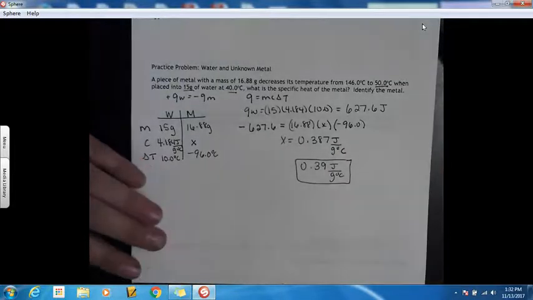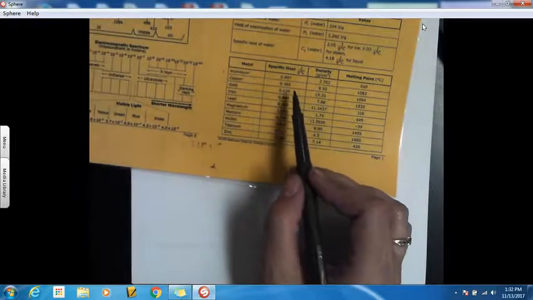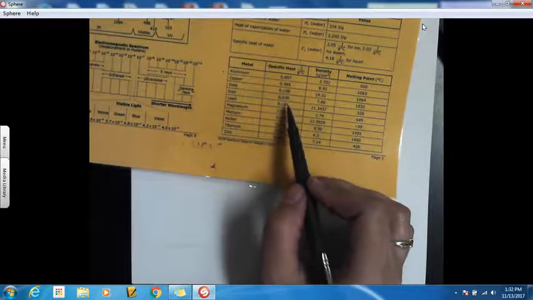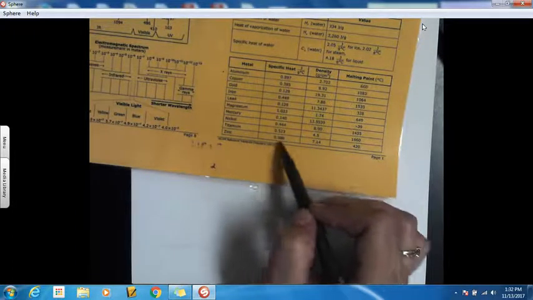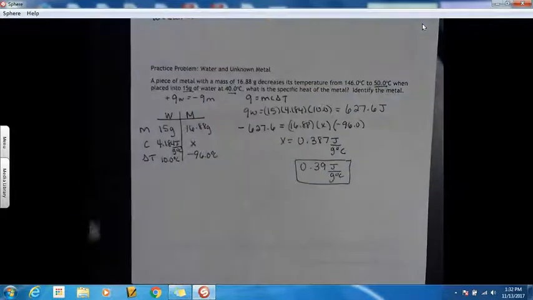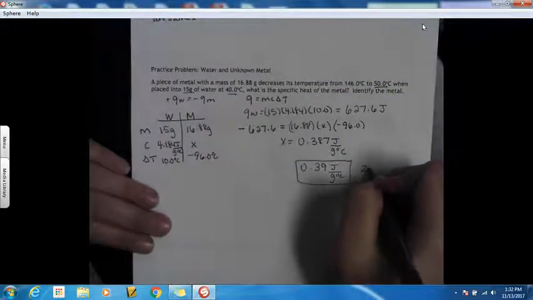We look on our reference tables on this specific heat chart, and we find the one that's close to 0.39, and we get zinc. It's 0.388, right, and so that's zinc.